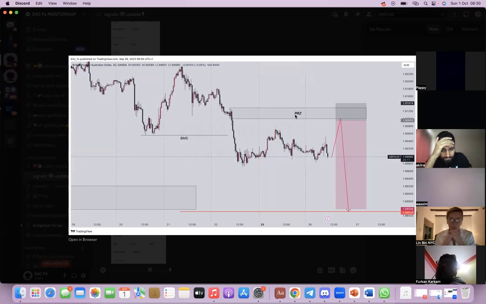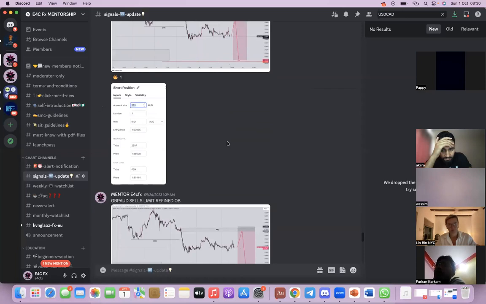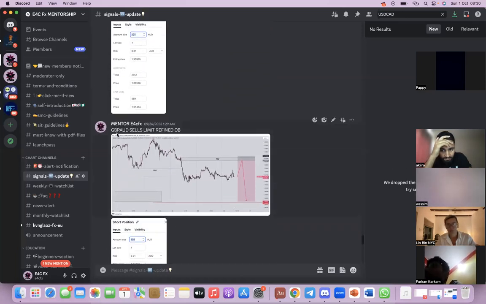In case you always see me send PRZ, price reaction zone, it means price is meant to react in that zone before it starts dropping down. And I have my reasons for also marking my price reaction zone. Not every angle you see, you mark as price reaction zone. After that, I then went to, what you can see the time, GBP sell limit, refined OB.